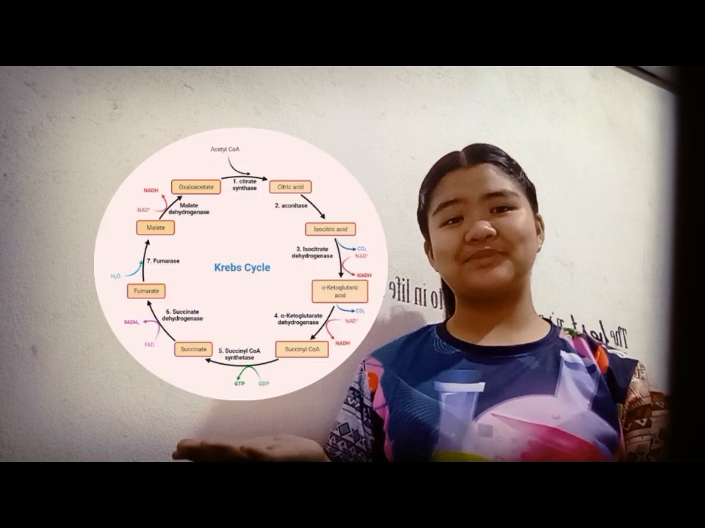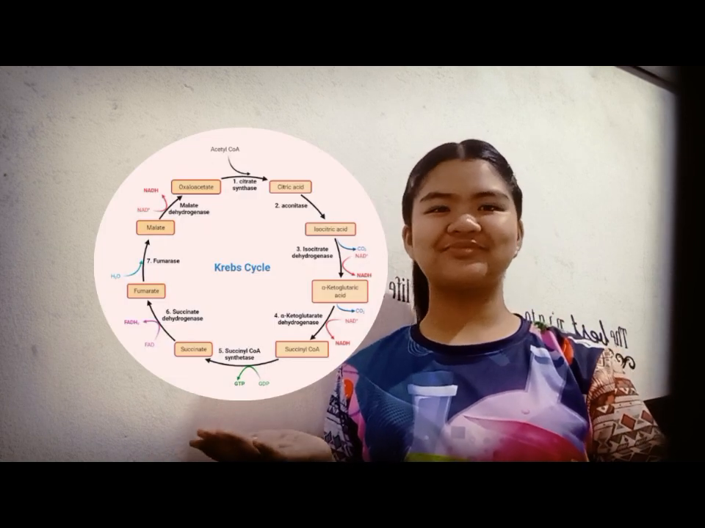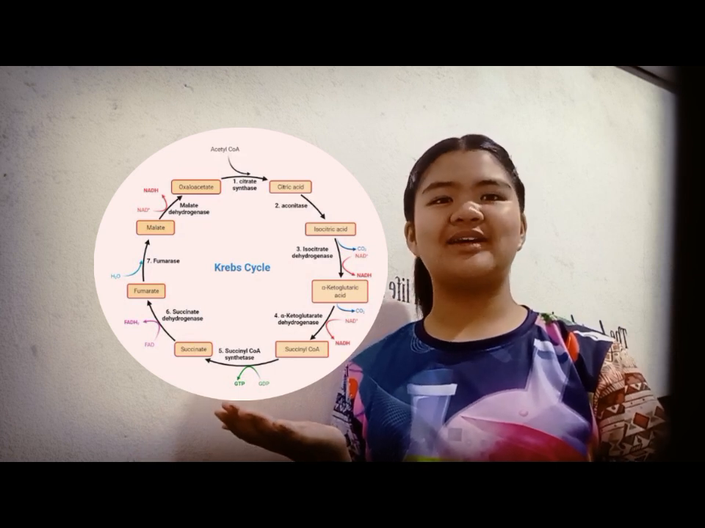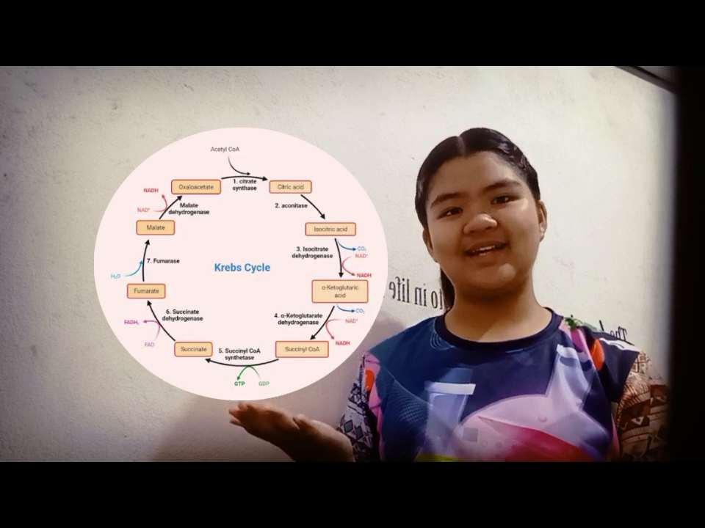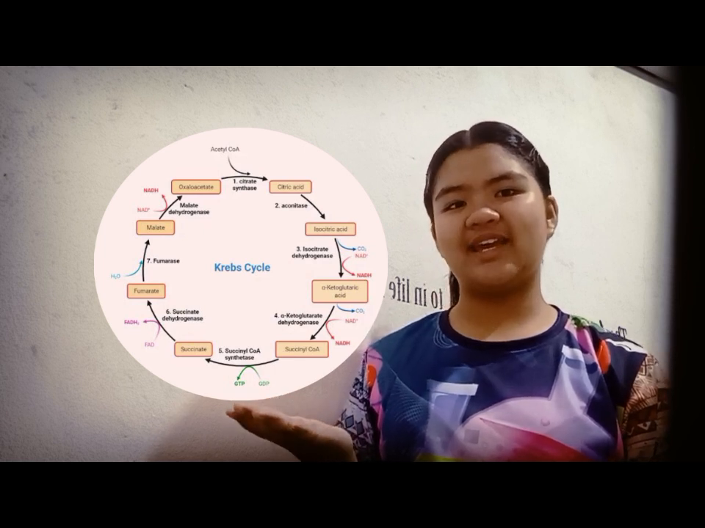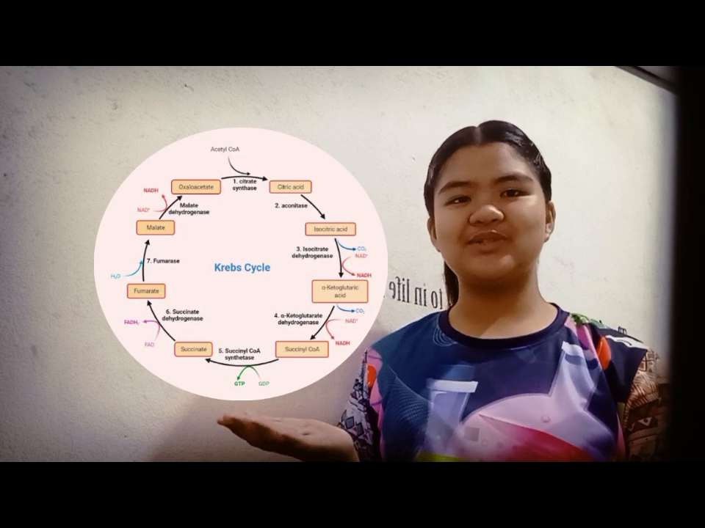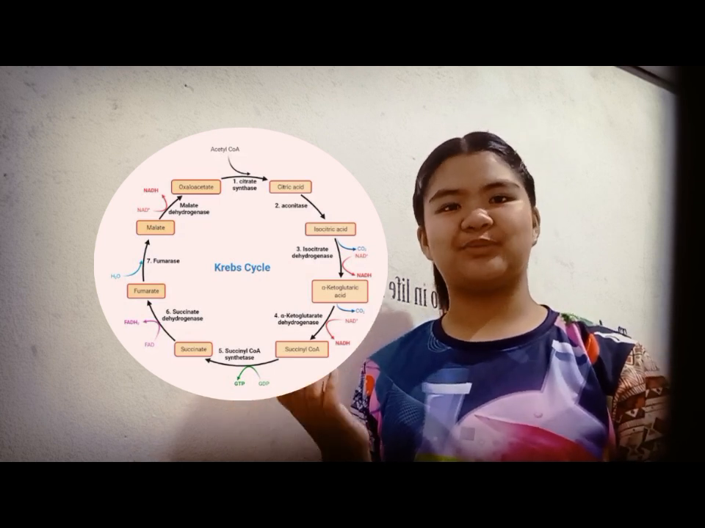Second is the Krebs cycle, or citric acid cycle. This takes place in the mitochondria and involves a further breakdown of pyruvate, producing carbon dioxide, ATP, NADH, and FADH2. These molecules are then used in the next stage to generate more energy.